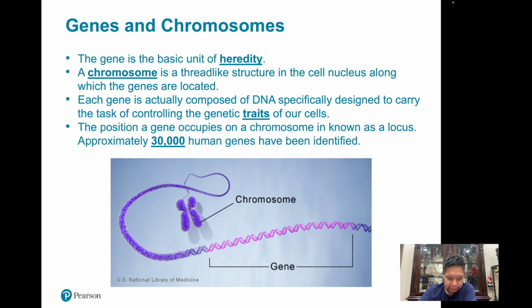The gene is the basic unit of heredity, right? So when you get characteristics about yourself from your parents, your mom and your dad, like your eye color, your hair color, your skin color, all that kind of stuff, you inherit it through a gene, right? So you get the blue eye gene from your parents. That's the gene, right? And so human DNA is actually wrapped up in these things called chromosomes, right?